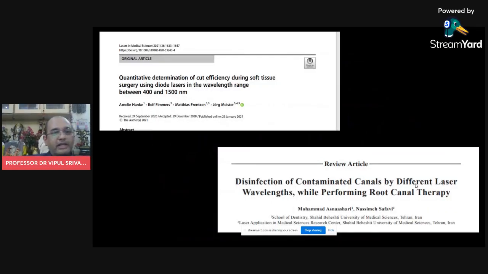There are certain articles which I reviewed for this presentation. In this article, on my left hand side, if you notice here, they have checked the cutting efficiency of soft tissue lasers using diode lasers of different wavelengths, from 400 nanometer to 1500 nanometer. Same way, on disinfection of contaminated canals by different laser wavelengths while performing root canal therapy, here also this author has reviewed the efficacy of different laser wavelengths in the disinfection of the canal.